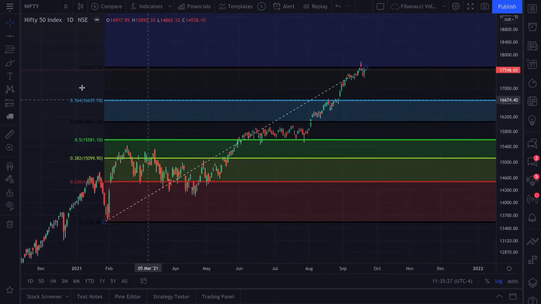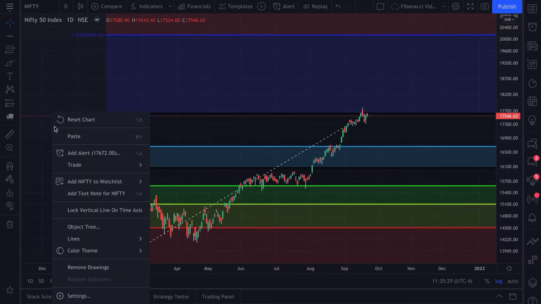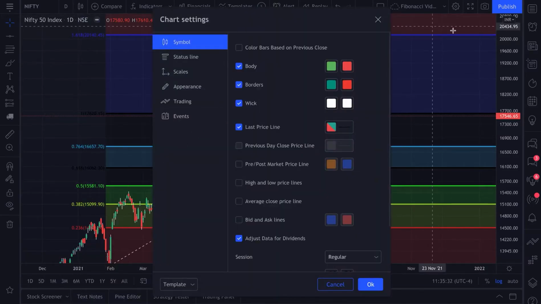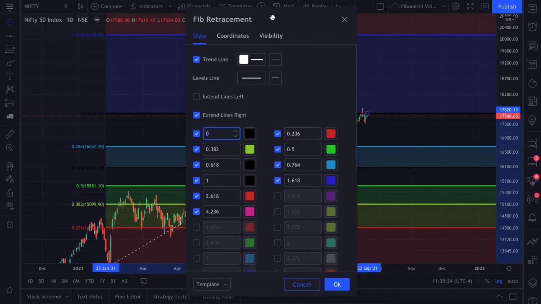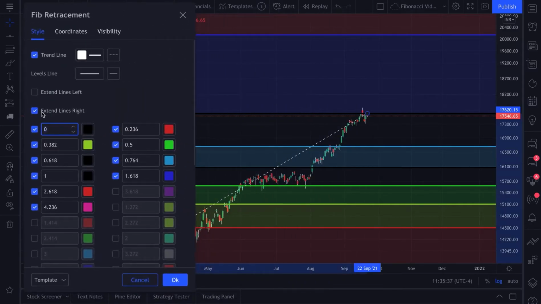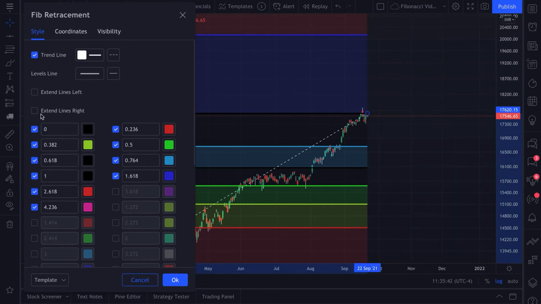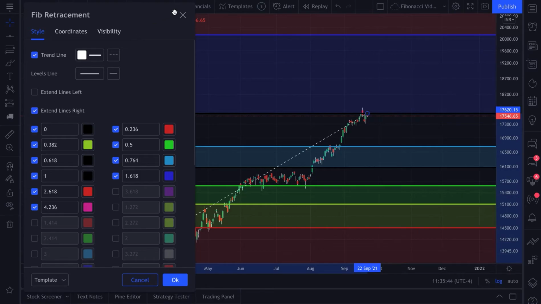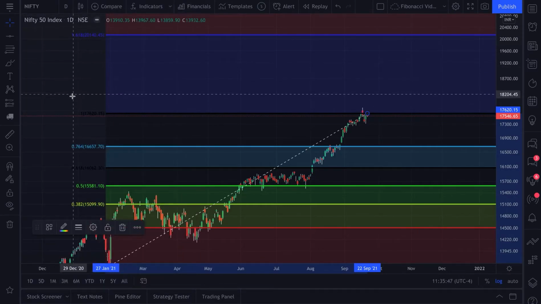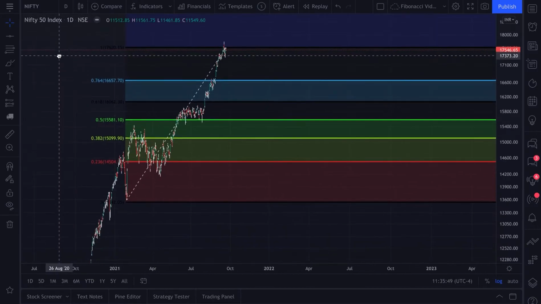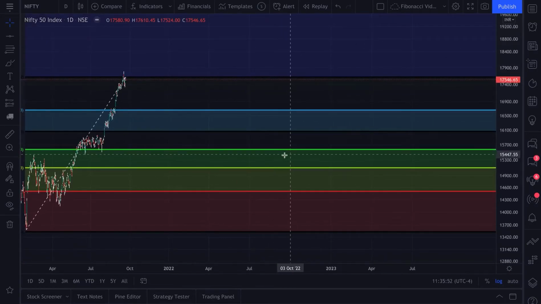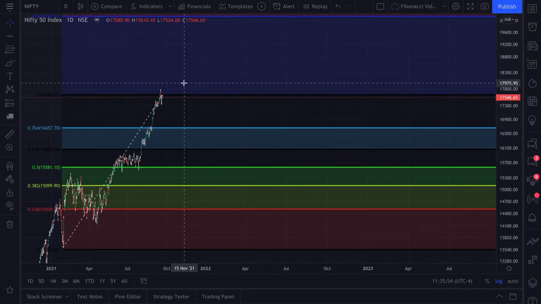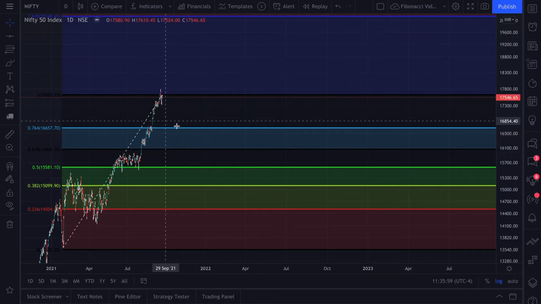So why would you extend your lines to the left or to the right? Right-click, Settings. It's because maybe you think these Fibonacci levels are going to be important to watch into the future, in which case you want to extend them to the right. So you do extend lines right. Enter your settings box, and now you'll have these lines as a roadmap going as far into the future as you please. You could come to this chart any day. This is a Fibonacci video chart. Open this up, and these lines will be here, extended into the future.